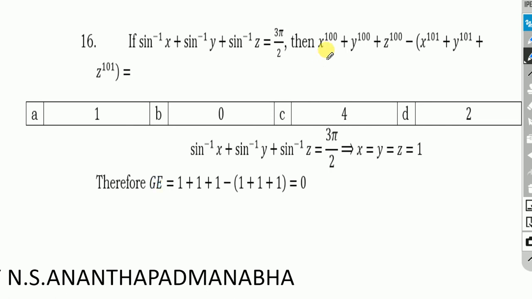is equal to, let us substitute for x, y, z as 1 and 1 and 1. So that is 1 to the power of 100, 1 to the power of 100, 1 to the power of 100 minus of 1 to the power of 101, 1 to the power of 101, 1 to the power of 101. That is 3 minus 3, which is equal to 0. That is option B is the right answer.